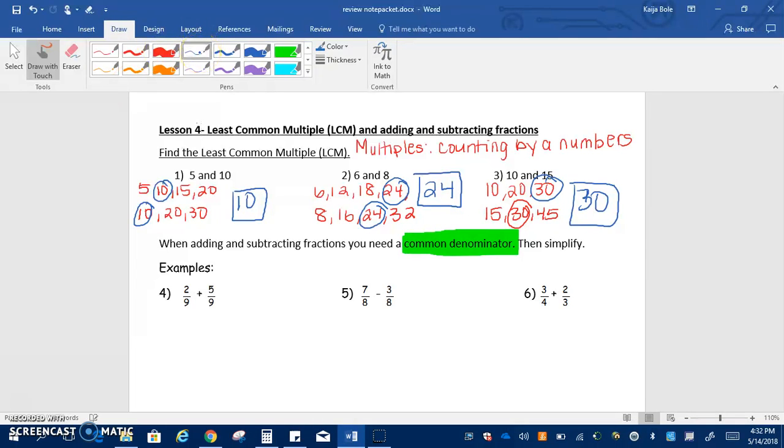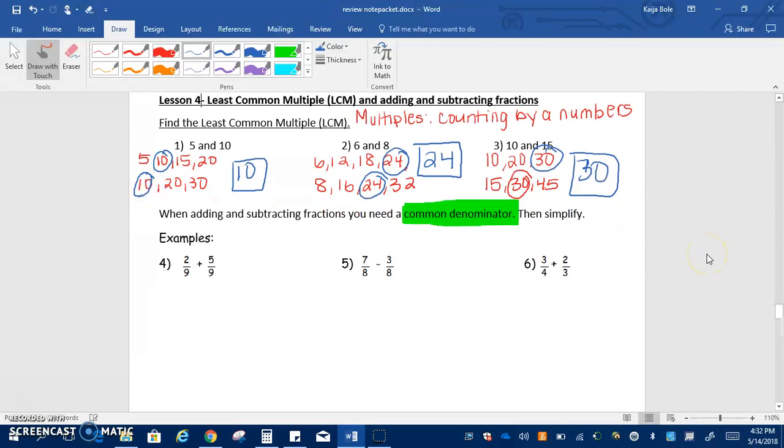So if we look at example 4 here, 2 ninths plus 5 ninths, they already have a common denominator. So we just add across the top. 2 plus 5 is 7, so we get 7 ninths. Here, same thing. They have a common denominator of 8, so we just have to do 7 minus 3, which is 4/8, but we need to simplify. And 4/8 we should know is 1/2.